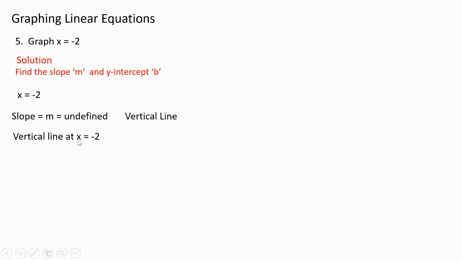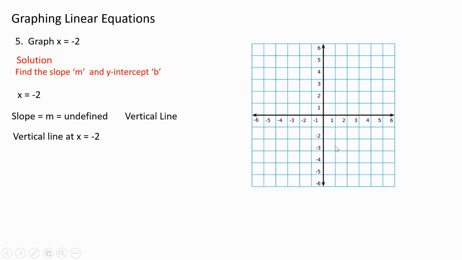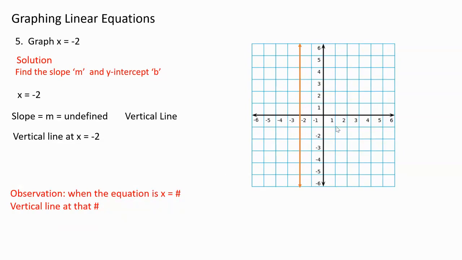So then, the vertical line will be at x equals -2. So all the values for x are going to be -2. So my line will be vertical at x equals -2. Okay. So what's the observation here? Observation: when the equation is x equals a number, the vertical line will be at that number, at x equals -2.